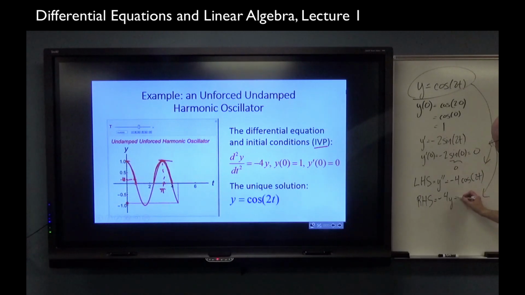It simplifies to the exact same thing, negative 4 cos 2t. We have a match right here. These two functions of t are the same. They are equal for all values of t. That is the thing that you need for it to be a solution of the differential equation.